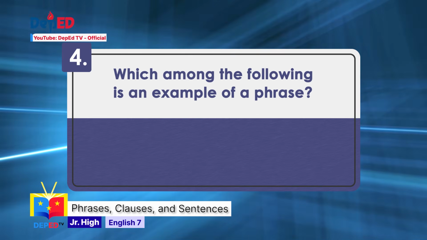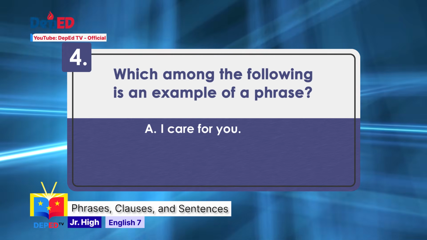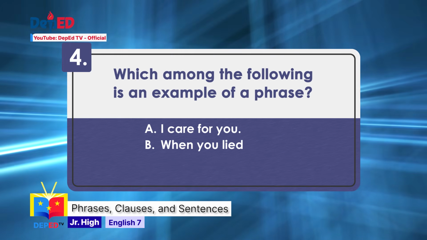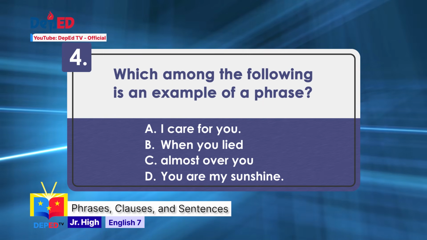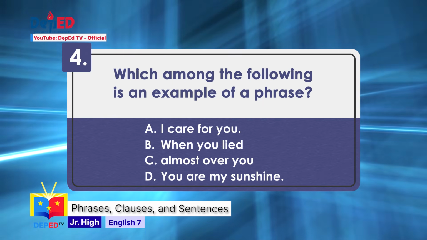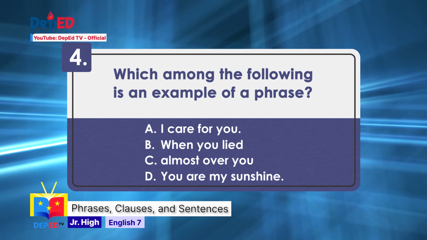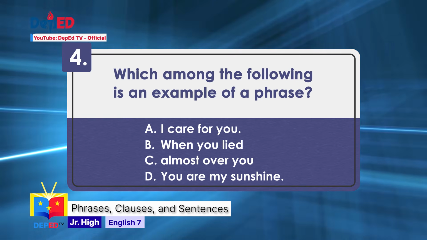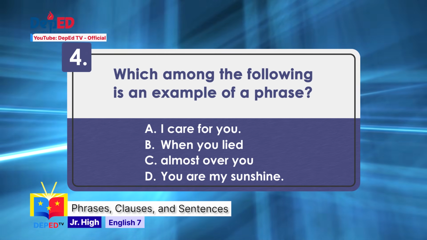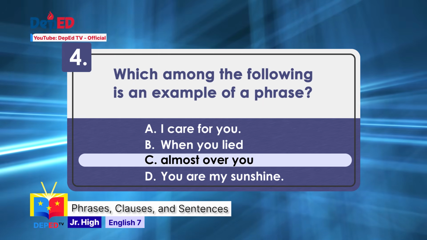Which among the following is an example of a phrase? Letter A, I care for you. Letter B, when you lied. Letter C, almost over you. Or letter D, you are my sunshine. You are correct. The answer is letter C, almost over you.